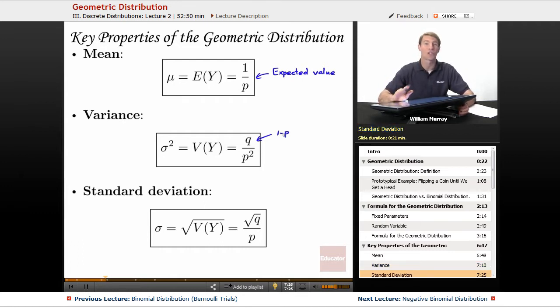Standard deviation is always the square root of the variance, so it's just the square root of Q over P squared, which simplifies down to the square root of Q over P. You could also write that as the square root of 1 minus P over P. That would also be legit to say that that is the standard deviation.